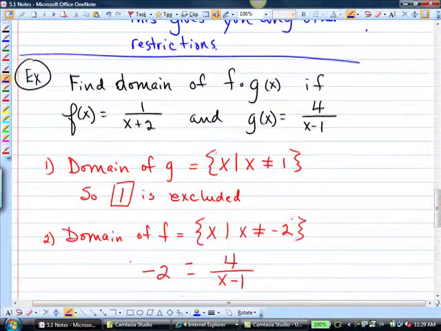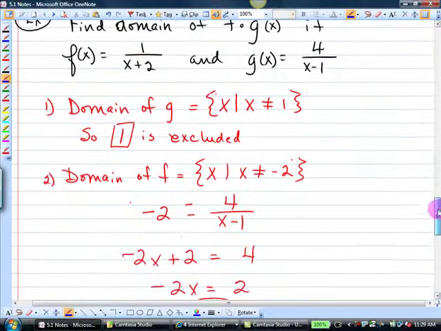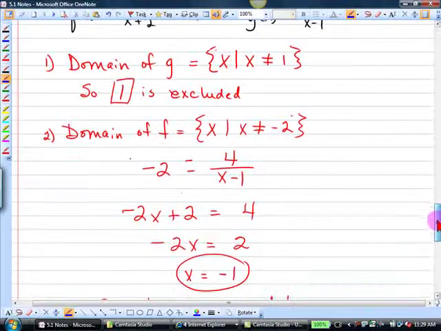The domain of F, what's the only thing X can't be? Negative 2. All right, so take that restriction and set it equal to the G function. So negative 2 equals 4 over X minus 1. We're going to solve this for X. Multiply this to the other side. You get negative 2X plus 2 equals 4. Negative 2X equals 2. So X equals negative 1. That's the other restriction that's going to go into the domain of your composite function.